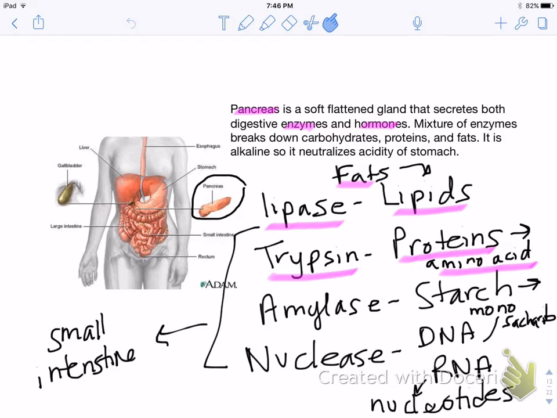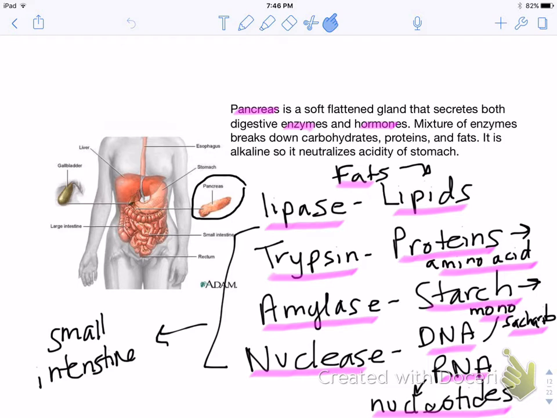And the pancreas releases amylase, which breaks down starch into monosaccharides. And the pancreas releases nuclease, which breaks down DNA and RNA into nucleotides. All of these enzymes enter the small intestine.